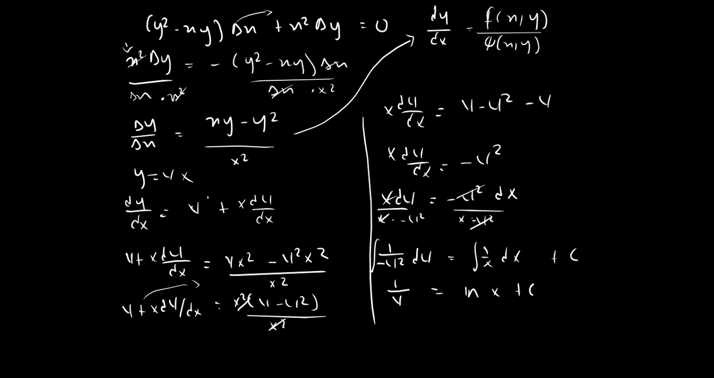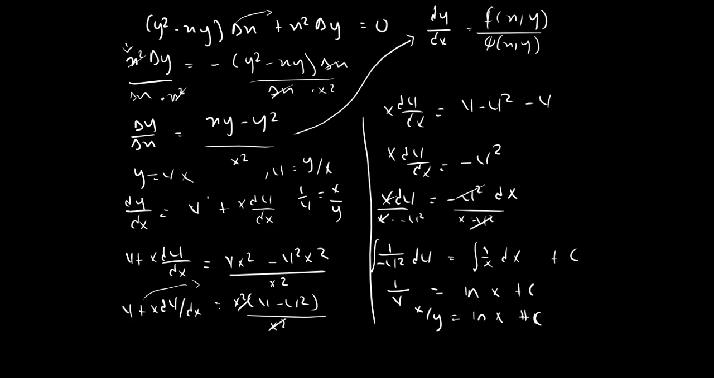So basically for this question, because 1 over v does not have a natural log, we cannot join them together, right? So what we're going to do is just replace the value for v. We know that y is equal to vx, so that means v is equal to y over x, so that means 1 over v will be equal to x over y. So we're going to have x over y is equal to the natural log of x plus c, and this is your final answer, right? This is your final answer.